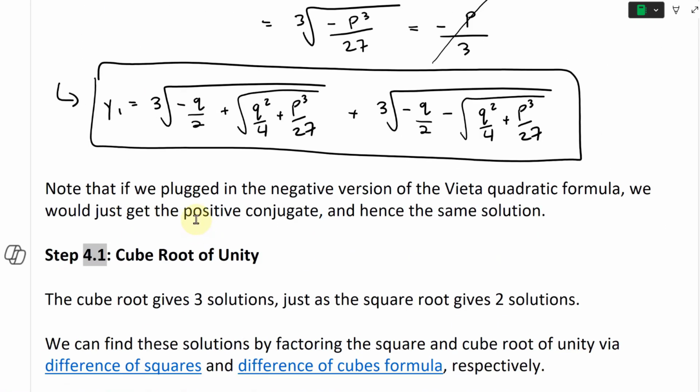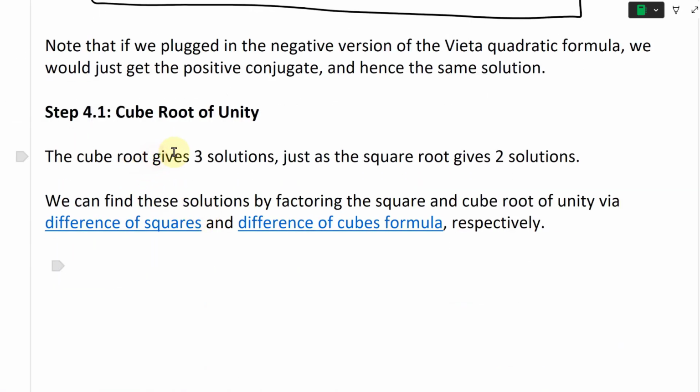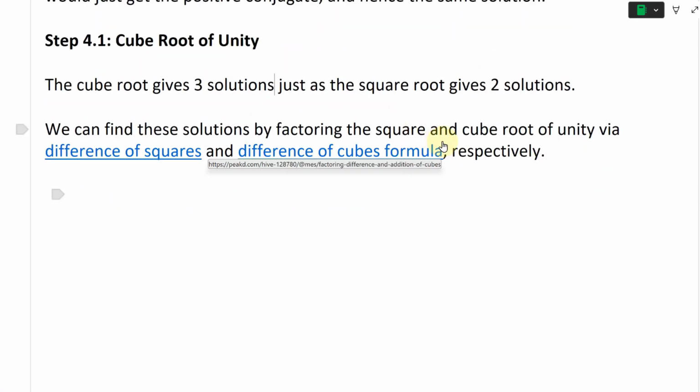Just as taking a square root, you're going to get 2 solutions. For example, square root of 1 is plus or minus 1. And so let's continue further in this. So the cube root gives 3 solutions, just as the square root gives 2 solutions. And we can find these solutions by factoring the square and cube root of unity via the difference of squares and difference of cubes formula, respectively.